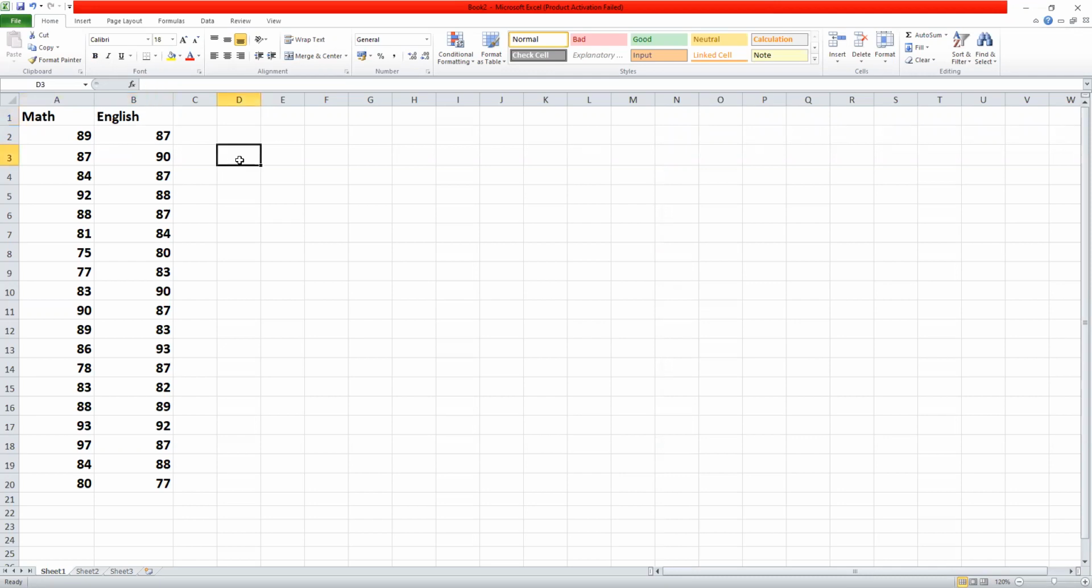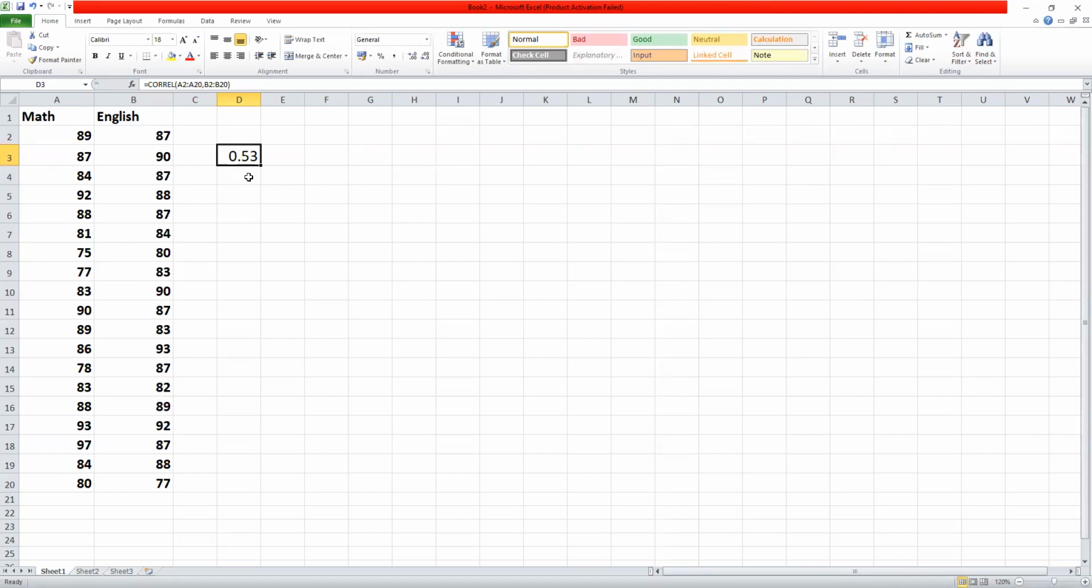So solving for the correlation. Let's choose equals correl. There we go. Double click. Then choose the first group, whichever you want to choose. I'll choose math as the first group, and then comma, and then the second group will be English. Then close the parenthesis, enter. So we have 0.53. For uniformity, we always round it off to two decimal places. So that 0.53 will be your r, or the correlation coefficient.